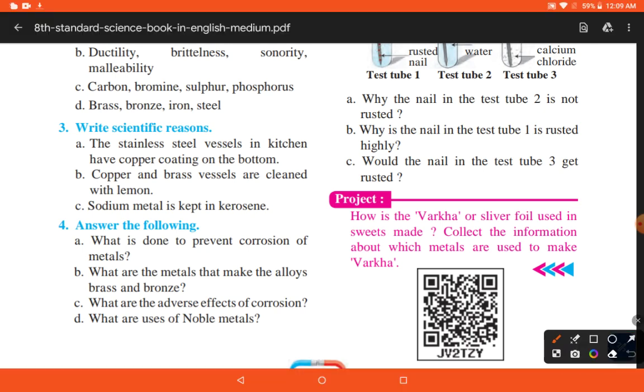Why does this happen? Stainless steel vessels in the kitchen have a copper coating at the bottom. Why is it so? Copper coating is there because copper is a metal, right? When we heat that container, copper will help in the easy cooking of the food.